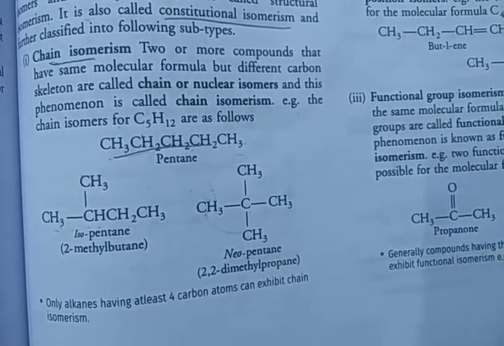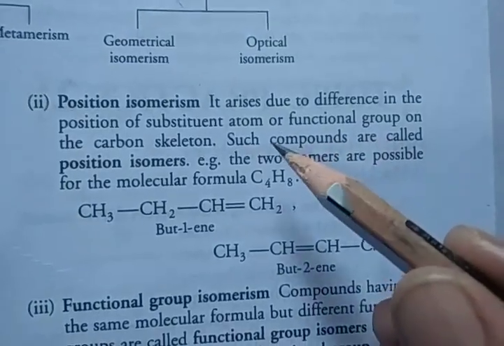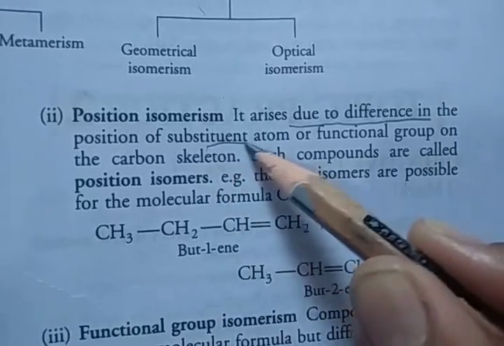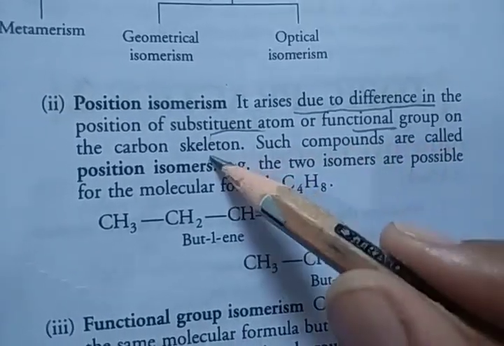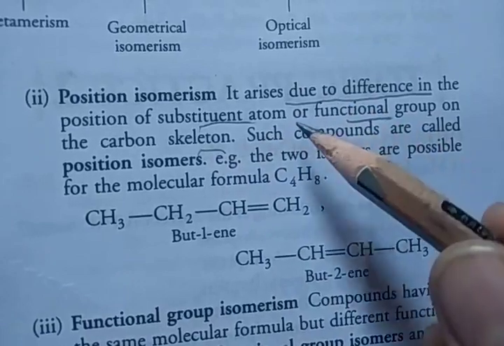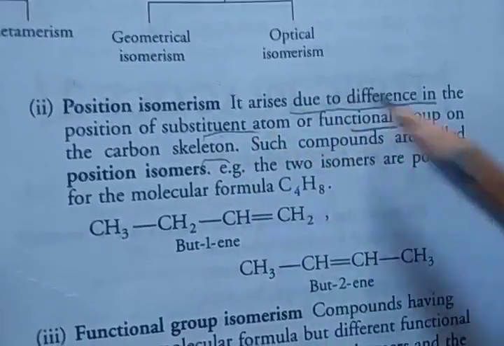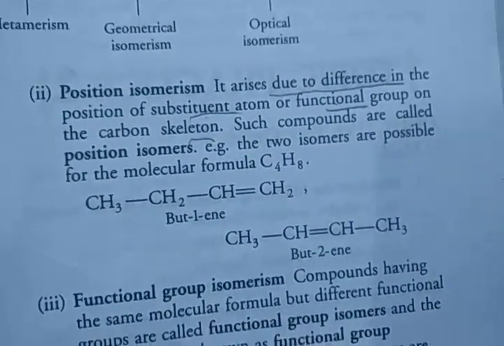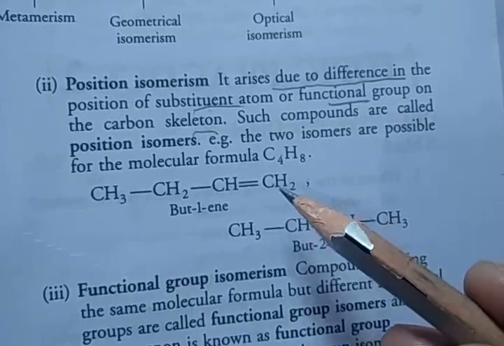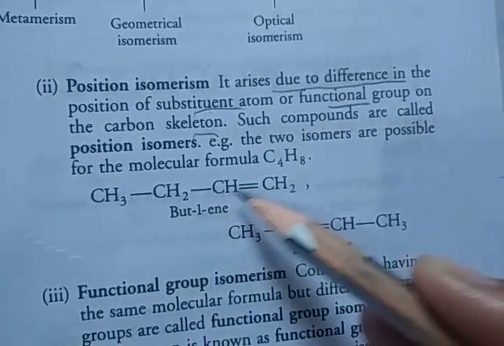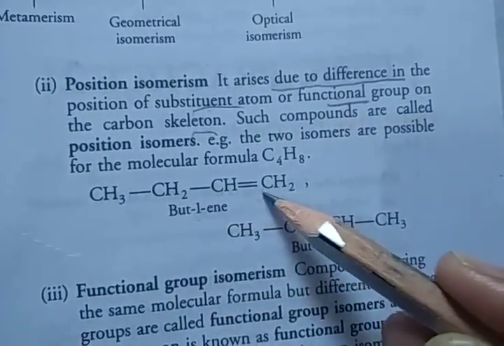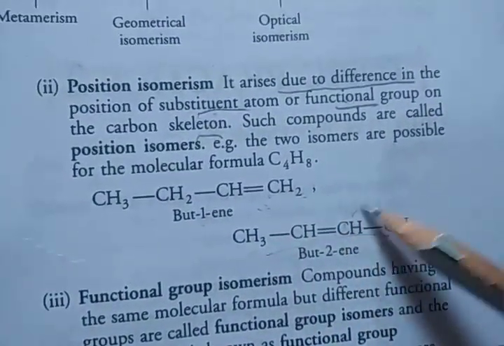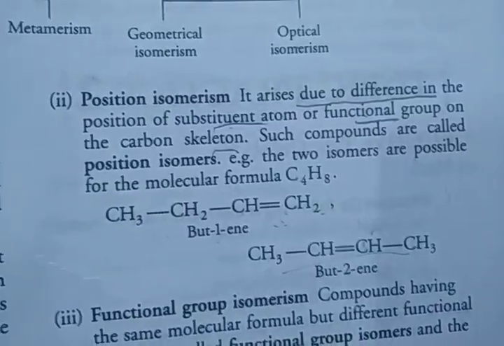Then the second one is position isomerism. It arises due to the difference in the position of the substituents or functional group on the carbon skeleton. So we say they are position isomers. Like here you see CH3, CH2, CH double bond CH2, but-1-ene and but-2-ene. Only the position of the double bond changes, so we say position isomers.